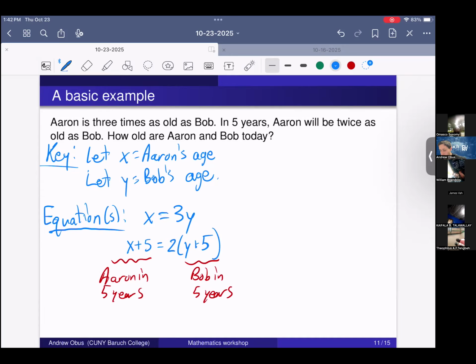Okay, so James, this seems right. But the point is not just to write down the answer. The point is to try to see how would we do this in a systematic step-by-step way, right? So the equations are x equals 3y, that's the today equation. And then x plus 5 equals 2 times (y plus 5). That's the in 5 years equation. Okay, questions so far?